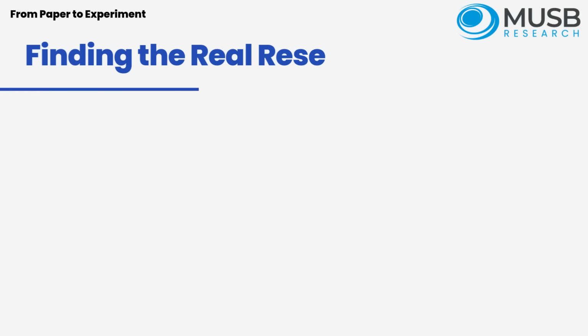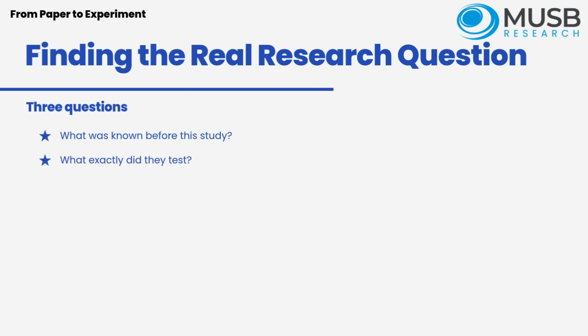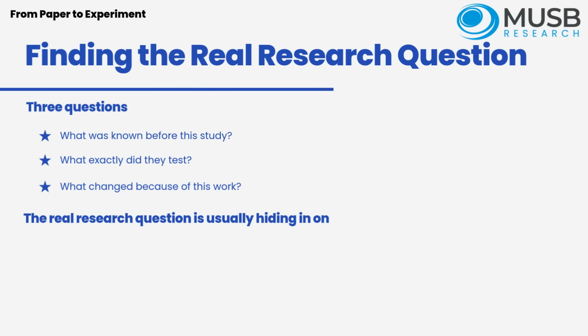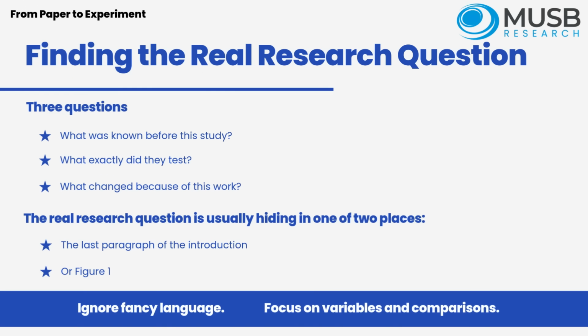Finding the real research question. Most papers say they are answering one question, but they're often answering a slightly different one. When you open a paper, ask yourself 3 questions immediately. What was known before this study? What exactly did they test? What changed because of this work? The real research question is usually hiding in one of 2 places: the last paragraph of the introduction, or figure 1. Ignore fancy language. Focus on variables and comparisons.